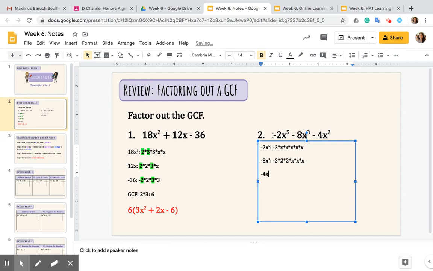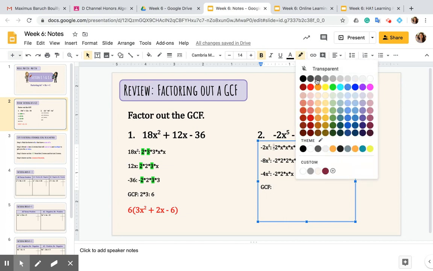And I'm going to do the same thing with negative 4x squared. Negative 4 can be broken down as negative 2 times 2 times x times x. Notice how when I have a negative here, I only list the negative once. I think I saw a couple students listing that negative multiple times. You don't want to do that. If there's only the one negative, you should only have the one negative when you're breaking it down into its prime factors. Okay, so let's see what we have in common here.